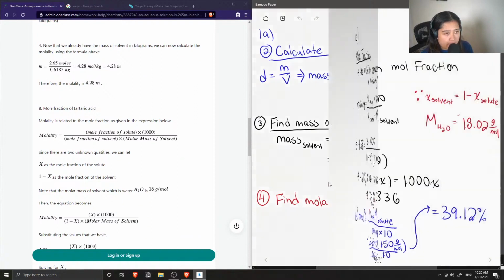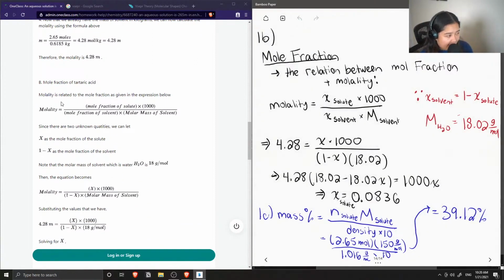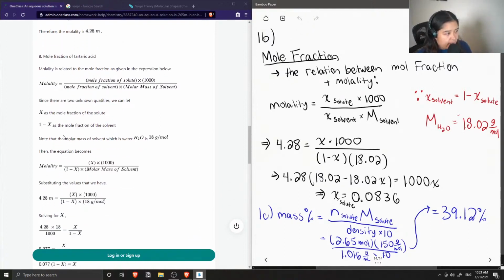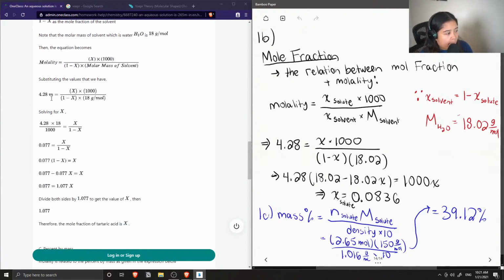Okay, so now for part B, for mole fraction, molality is related to mole fraction as given in the expression below. Okay, so they have the same equation where x is the mole fraction of the solute, and they made 1 minus x the mole fraction of the solvent. Molar mass of water is 18 grams per mole, and then they also solve for x.